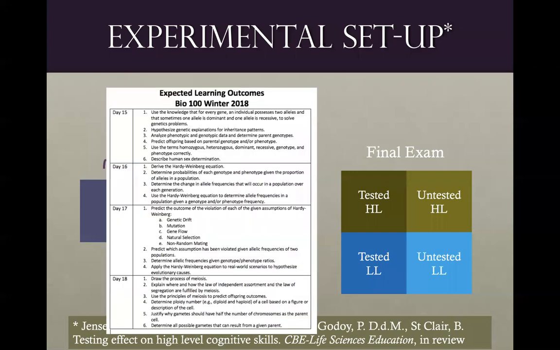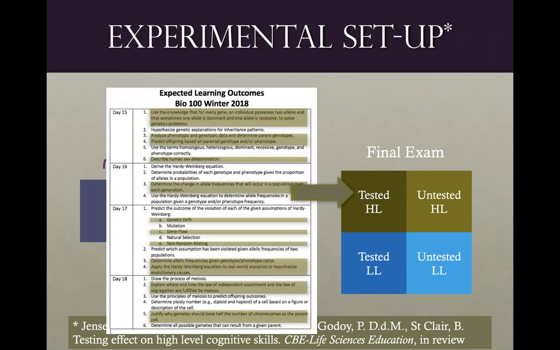Let me explain how that works. We looked at our learning outcomes. This is just an example of 4 days of my learning outcomes for the class. We divided them up into tested content and untested content. All of the learning outcomes are being covered during class and homework assignments. But when it comes to the unit exam, you can't possibly put all of them on the unit exam. So some of them appeared on the unit exam, and we called them tested, and some of the content did not appear on the unit exam, but was covered in class.